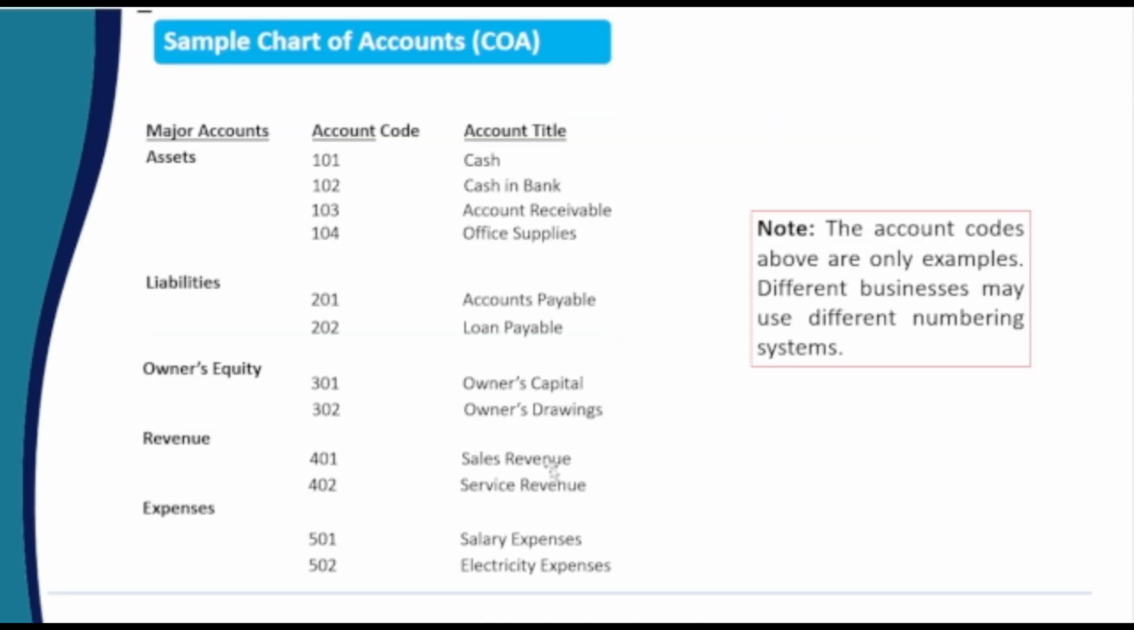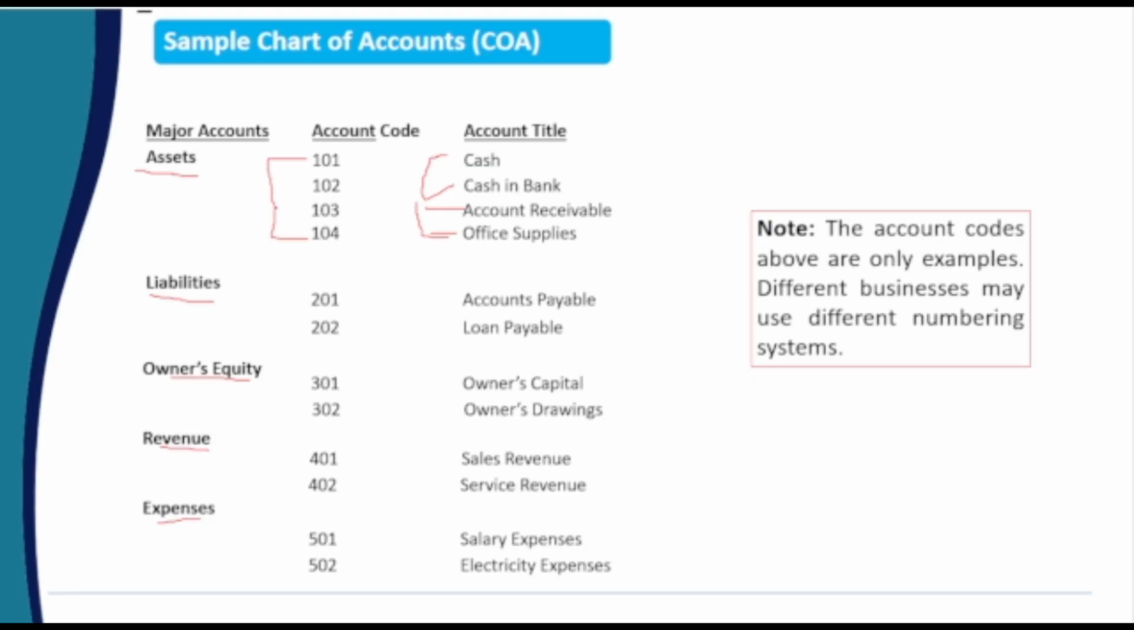Okay. Now guys, this is the example of a chart of accounts. It has major accounts: assets, liabilities, owner's equity, revenue, and expenses. Under assets, ito yung sinasabi ko kanina na mayroon siyang mga account titles: cash, accounts receivable, and office supplies.